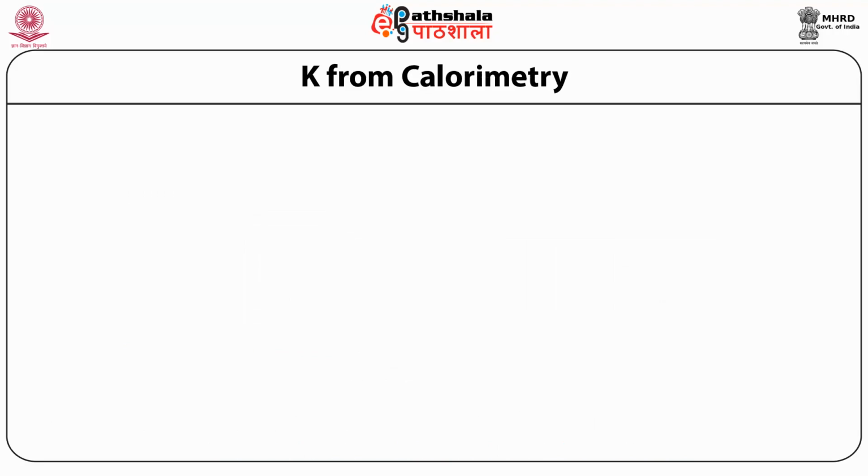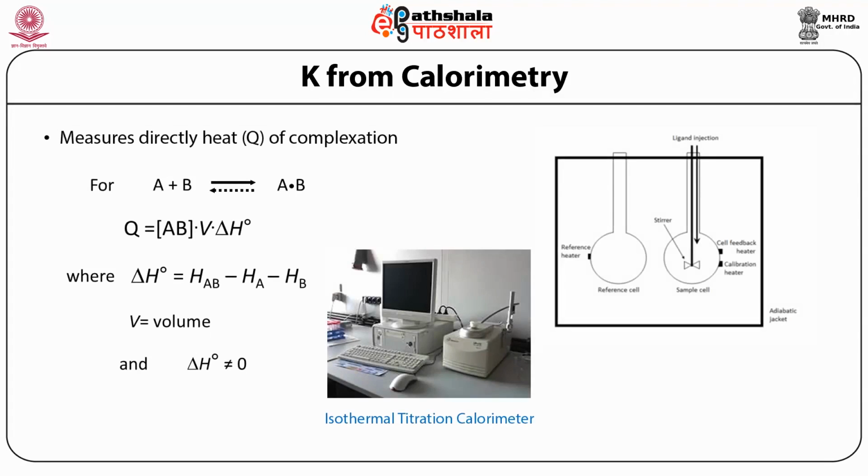So we have seen the binding constant measurement from NMR, where we measured the chemical shift value, and we have also seen the binding constant determination from UV-vis, where we determine the absorbance change. However, we can also measure binding constant from isothermal titration calorimetry, and in this case we measure the heat of complexation. Normally in this instrument, there is a cell which is kept under an adiabatic jacket, and in that cell there are two chambers.